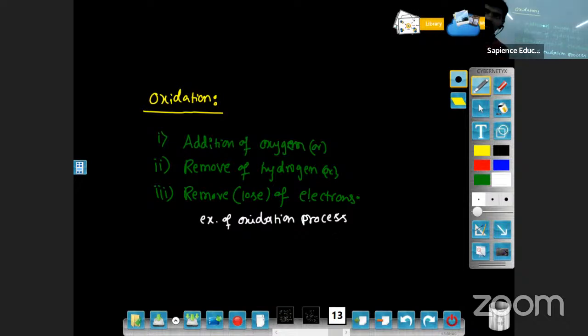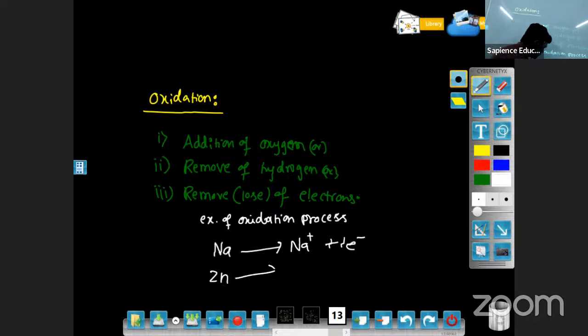Okay, see, examples of oxidation process. First example, I'm taking sodium. Sodium became Na+ plus 1 electron. So here observe, sodium became Na+ means loss of electron or gain of electron? Loss of electron. So Na became Na+ means loss of electron. We say it has undergone oxidation. Sodium undergone oxidation.